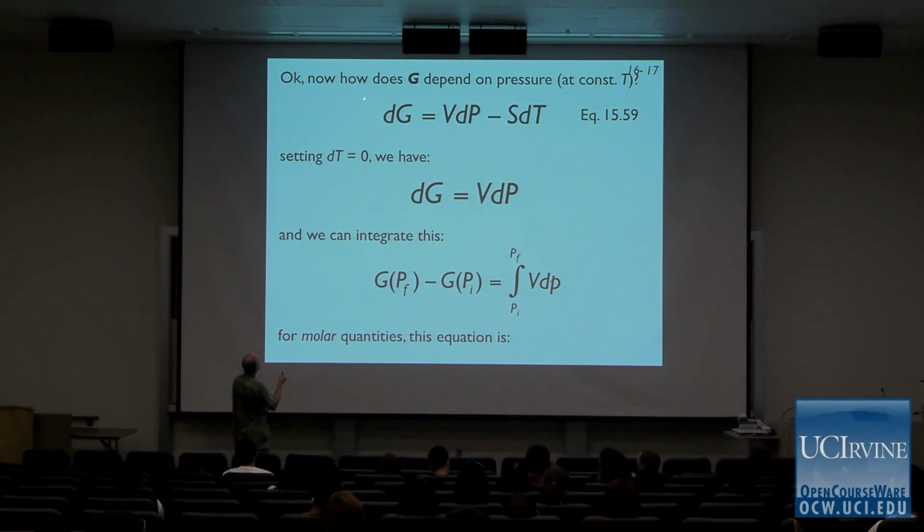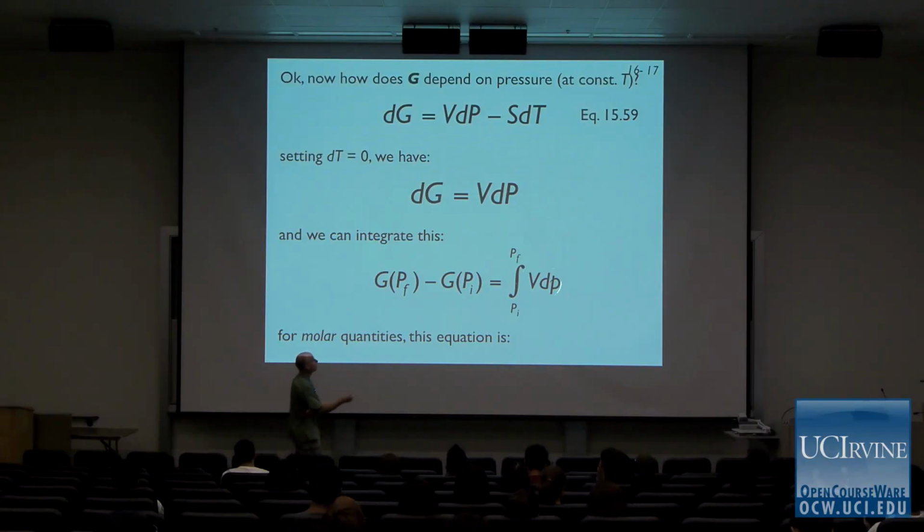Okay, so what about pressure? Well, if we start with this expression for dG, and we set dT equal to 0, we want to know how G depends on the pressure at constant temperature, so we get rid of this term, and we just have dG equals V dP. We can integrate that from some initial pressure to some final pressure, and this is the whole story in terms of the pressure dependence. This is the only thing that we need to know. The question is, how do we evaluate this integral?